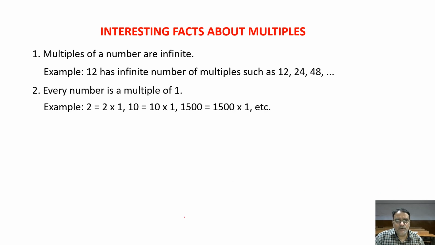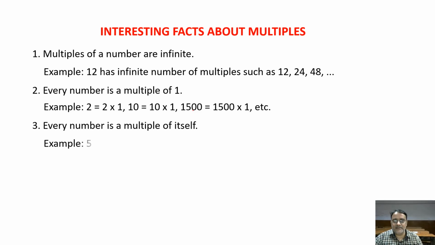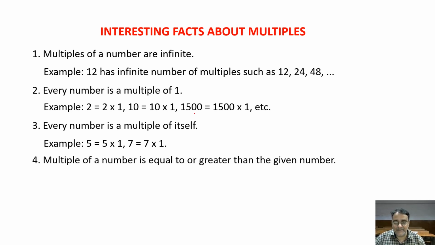See, 2 is equal to 2 into 1, 10 is equal to 10 into 1, any number, okay? Next, every number is a multiple of itself. So 5 is equal to 5 into 1, 7 is equal to 7 into 1, and so on. And factors we just saw, all factors are less than or equal to that number. Here, ulta, reverse. A multiple of a number is equal to or greater than the given number.